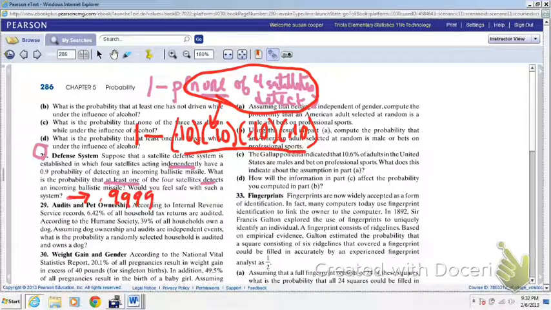And it says, would you feel safe with such a system? You say, well, hey, that's almost a 100% chance that at least one of the 4 satellites is going to detect it. So that seems pretty secure. You can never get that perfect 100%, but that's pretty close.